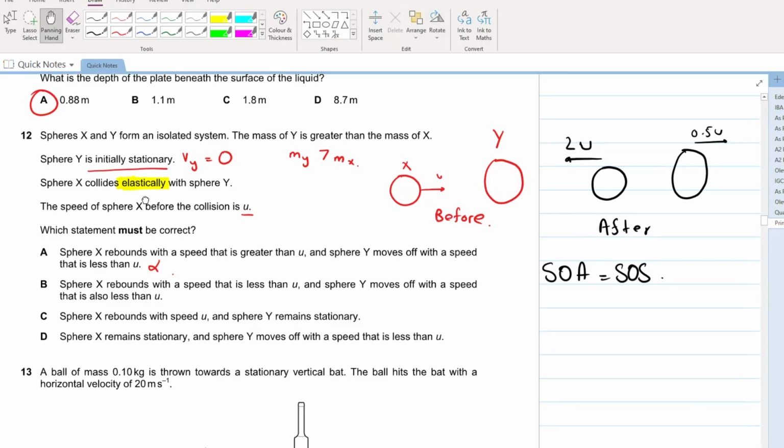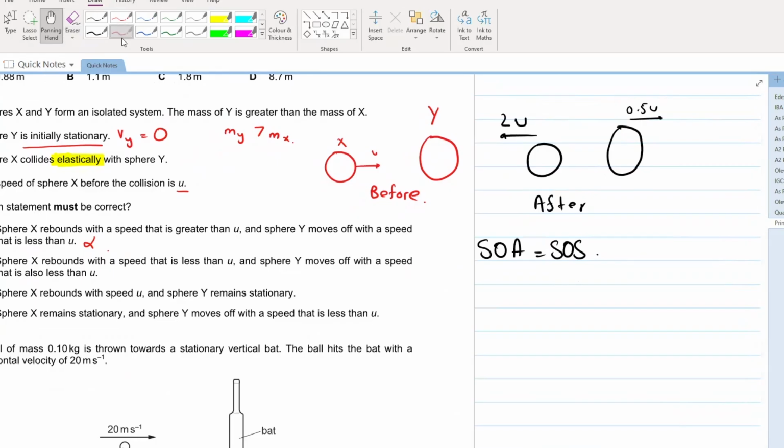According to option A, what will be your speed of approach? Speed of approach is the velocity with which the particles are moving close to each other before collision. The speed of approach will be u. What will be the speed of separation? Speed of separation is the velocity with which the particles are moving away from each other after collision. The speed of separation will be 2 plus 0.5, that is 2.5u. Both of them are not equal, but in an elastic collision, both of them should be equal. So A cannot be your option.